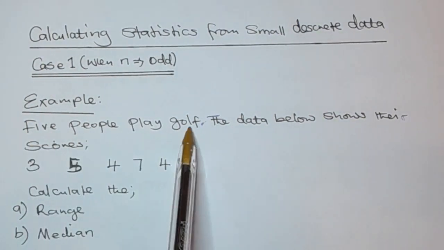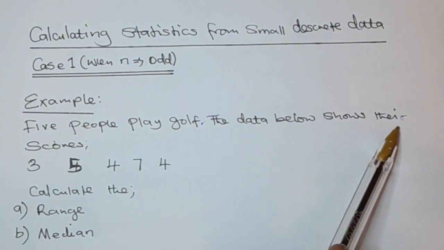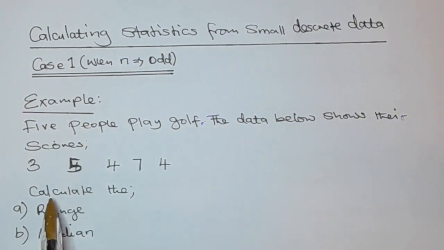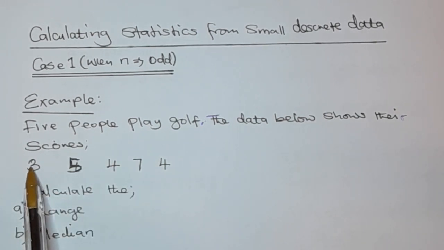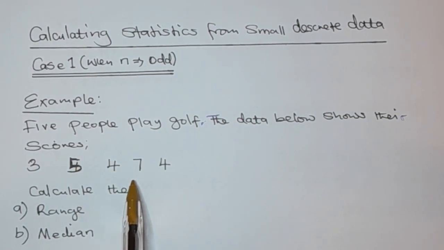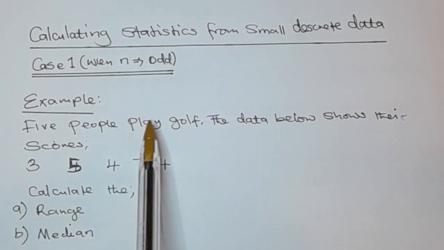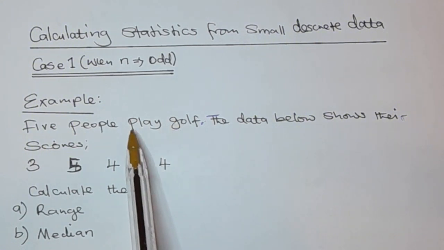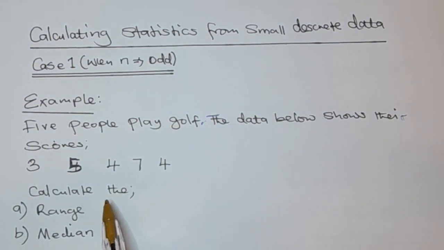5 people play golf. The data below shows their scores. So you can see that n here is 5. You can count 1, 2, 3, 4, 5. So 5 is an odd number. When you talk about odd numbers, we mean numbers that are not divisible by 2. So when n is odd is our first case that we are looking at.